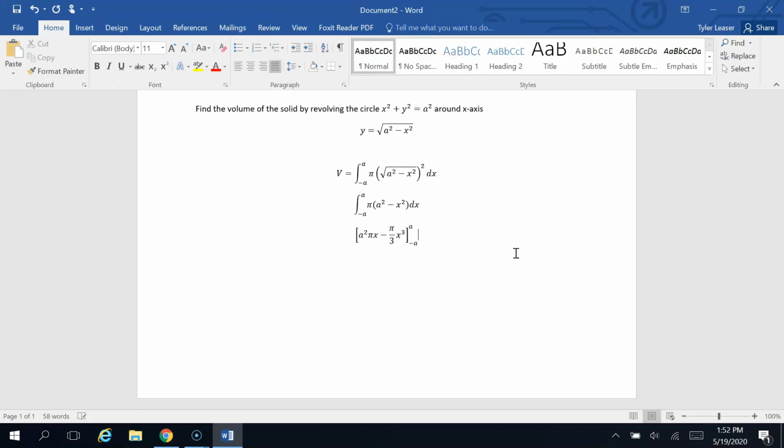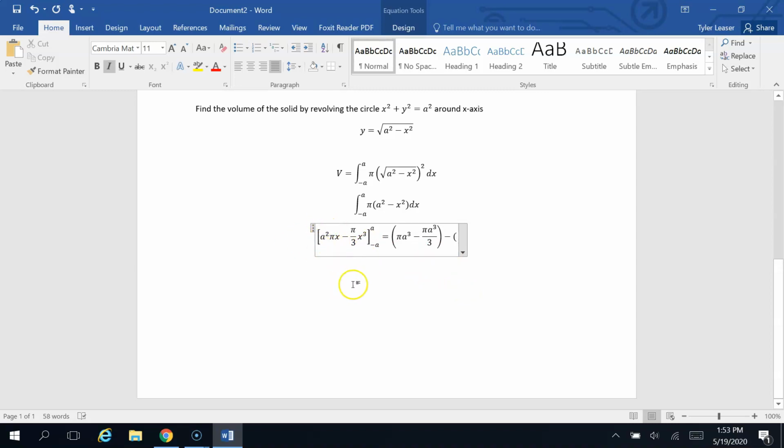If I plug positive a into this, it's going to add another a onto this first term, and I'm going to end up with pi a cubed, minus, if I plug a positive a into this x cubed, I'm going to end up with pi a cubed over 3. So that was plugging positive a in, minus, now we're going to plug negative a in. If I plug negative a into here, I'm going to get negative pi a cubed. If I plug negative a into this one, negative a cubed is still negative, so that cancels out to make that a positive pi over 3 a cubed.